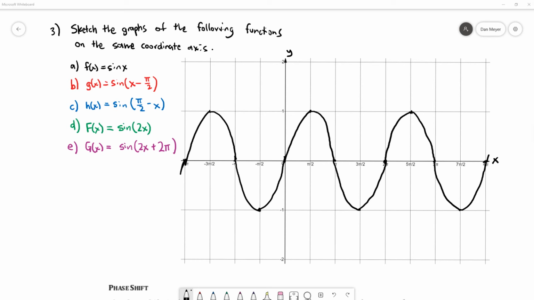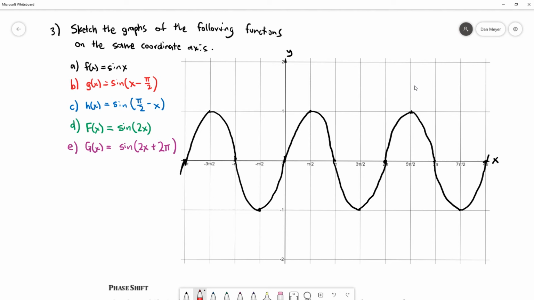All right, so there's the graph of y equals sine of x. Now, if we want the graph of g, x minus pi over 2, remember, adding and subtracting on the inside has the opposite effect. It seems like, all right, if I'm subtracting pi over 2, that I should move everything to the left, but it's actually the opposite way. We move it to the right.